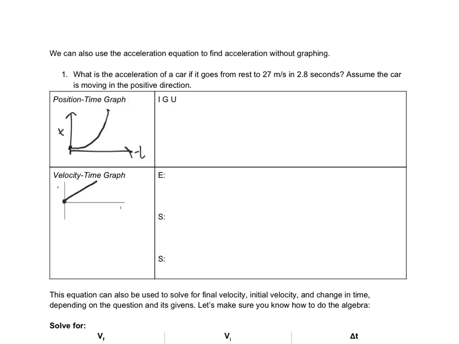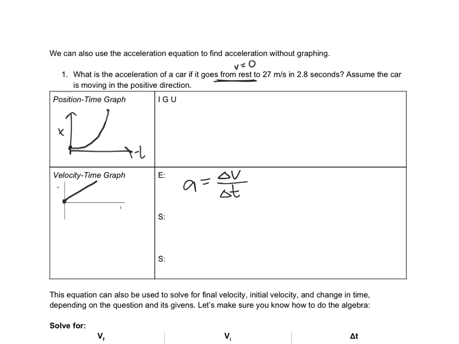Now we got to look at the givens. Our givens are that it starts from rest, and what rest means is a velocity of 0. Rest means velocity of 0 to 27 meters per second in 2.8 seconds. It's asking for the acceleration. Now we've got our equation, acceleration equals delta v over delta t.